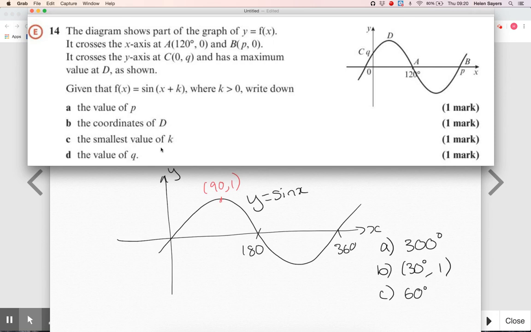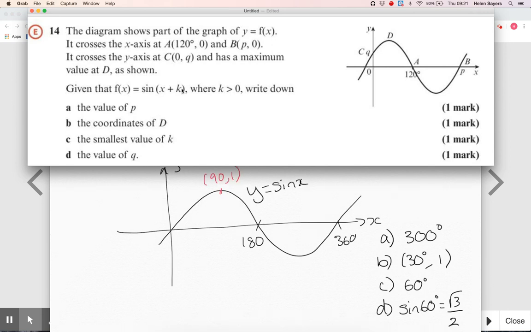And then the value of Q. So when x is 0, Q is going to be sine of 0 plus 60. So if x is 0 and we're saying k is 60, Q is going to be sine 60. And the reason they're saying write down is, obviously for GCSE anyway, you had to know all your trig ratios. I hope you haven't forgotten those. You are still supposed to know them, but in reality, you're obviously always going to have a calculator with you, so you can just stick that into your calculator. Okay, that should be job done.